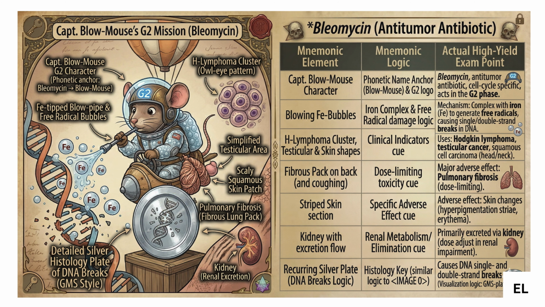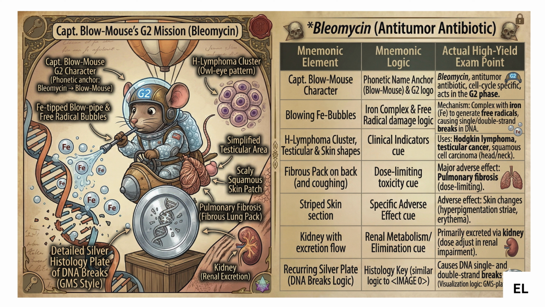Now look at the metallic plate showing DNA fragments. This represents a histological visualization of DNA damage. It reinforces the key mechanism. Bleomycin causes DNA strand breaks, which can be seen at the cellular level.